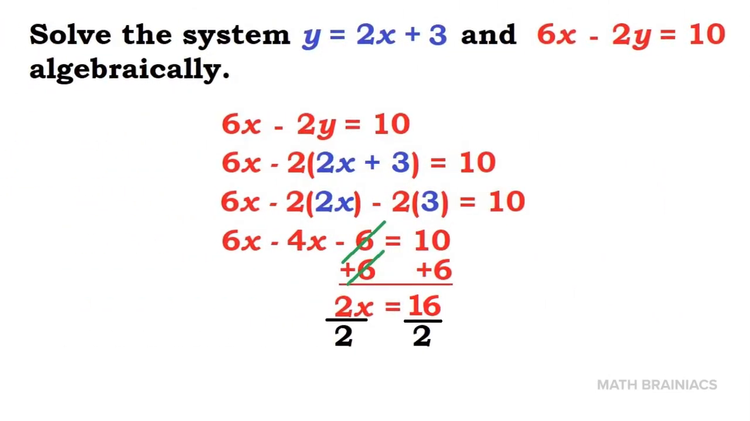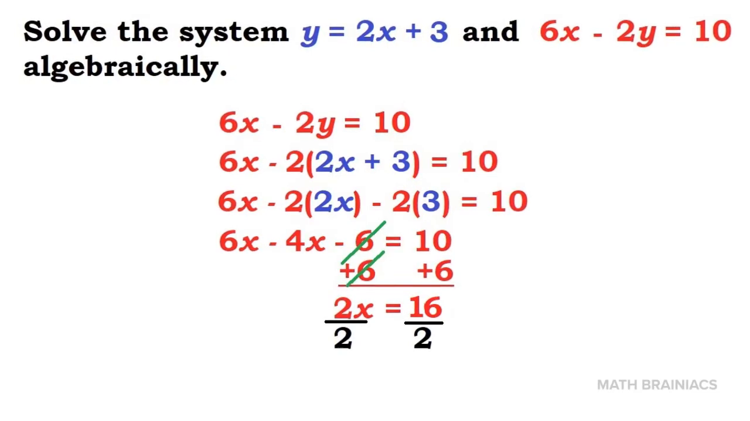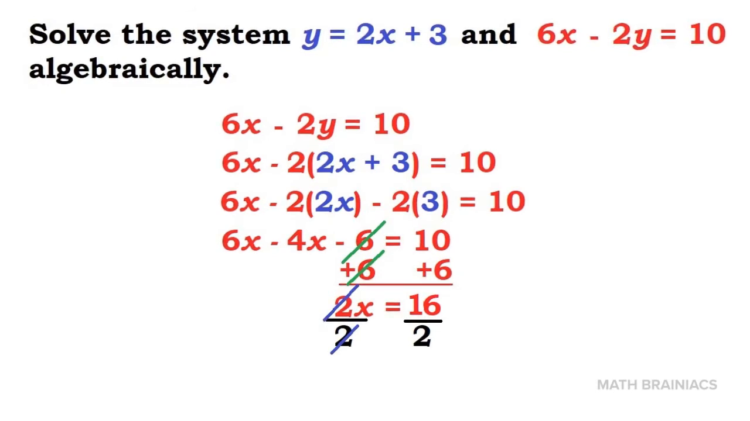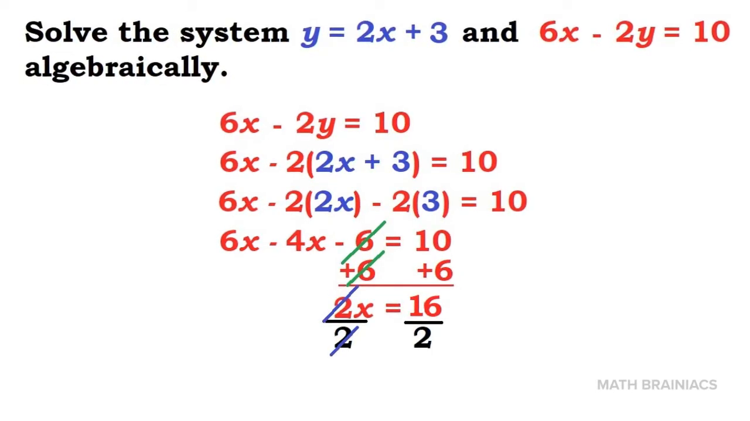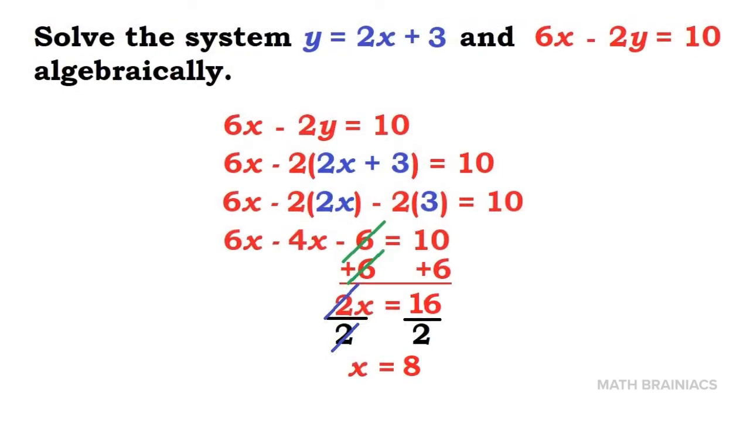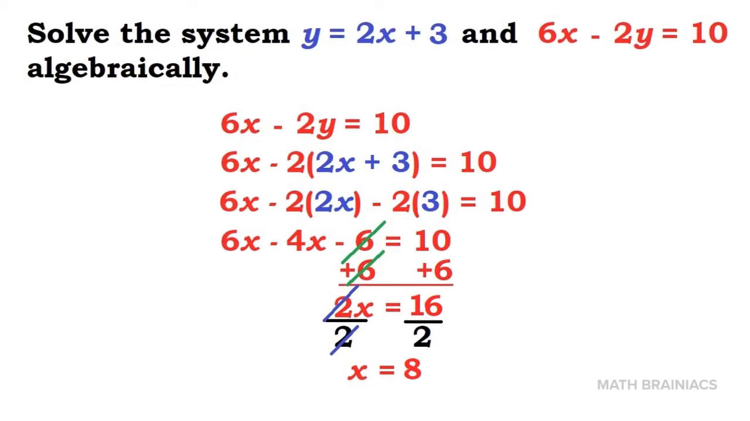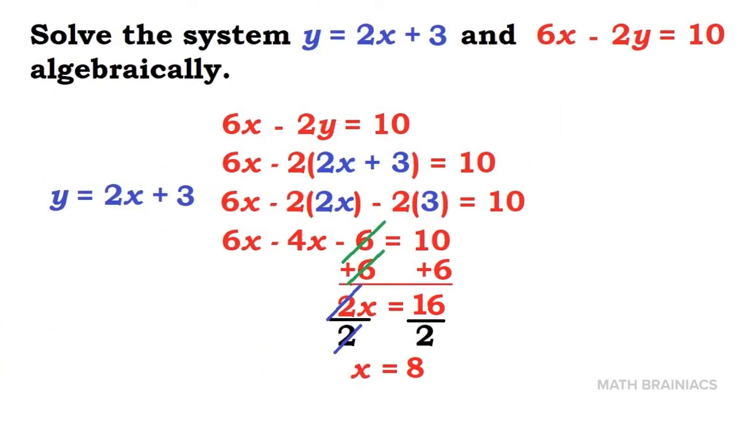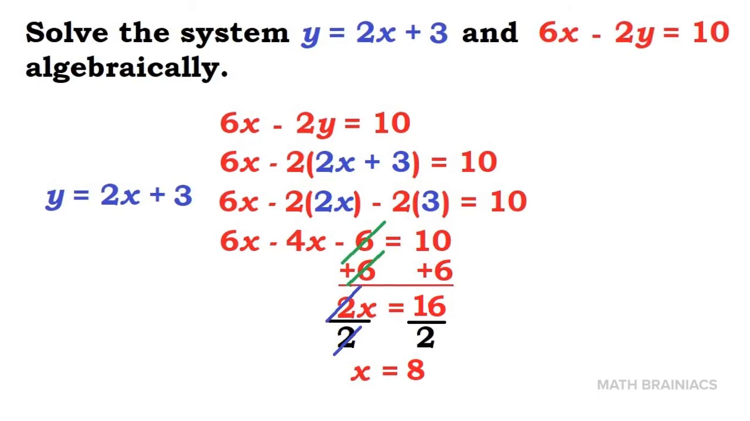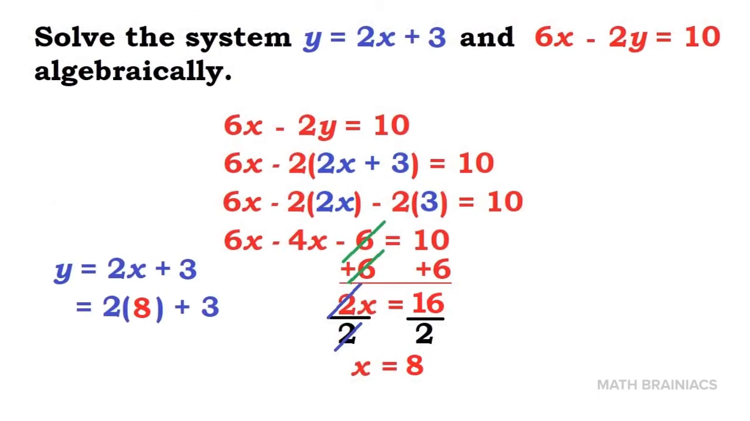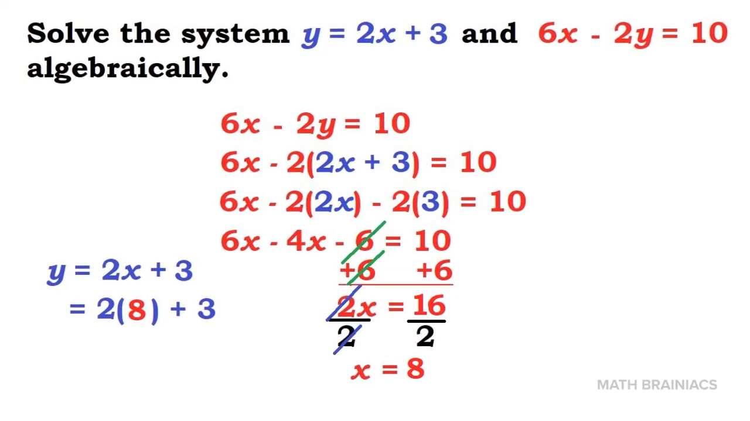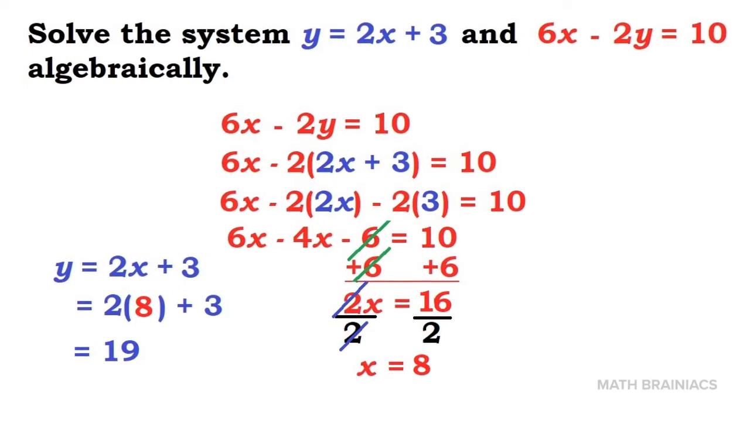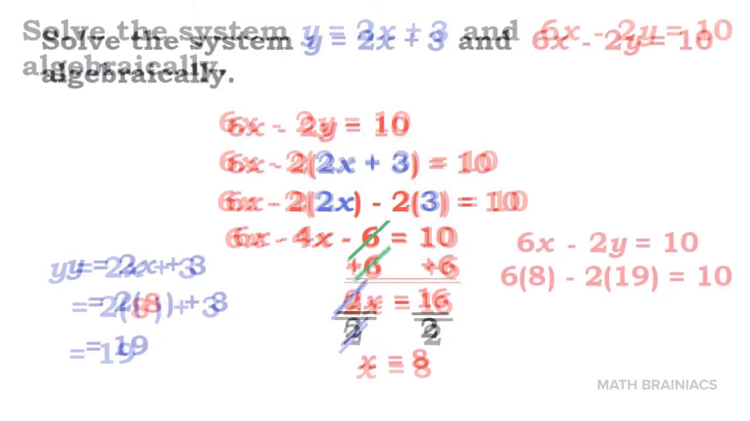To solve for x, we can divide both sides by 2. Furthermore, we can cancel out the 2 on the left side. And we can work on 16 divided by 2. Consequently, it will give us x is equal to 8. Let us substitute the value of x in the first equation, which is y is equal to 2x plus 3, to solve for y. And it will give us 2 times 8 plus 3. Moreover, y is equal to 19. When x is 8, y is 19.